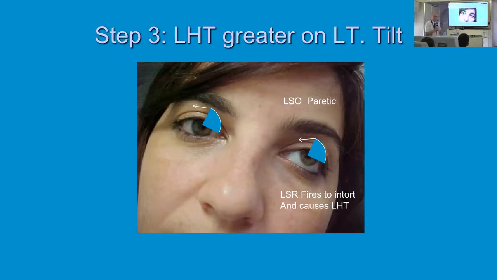Does it make sense? You understand? But almost always in these cases that we see with head tilts, if it's an eye muscle problem, it's almost always a superior oblique.